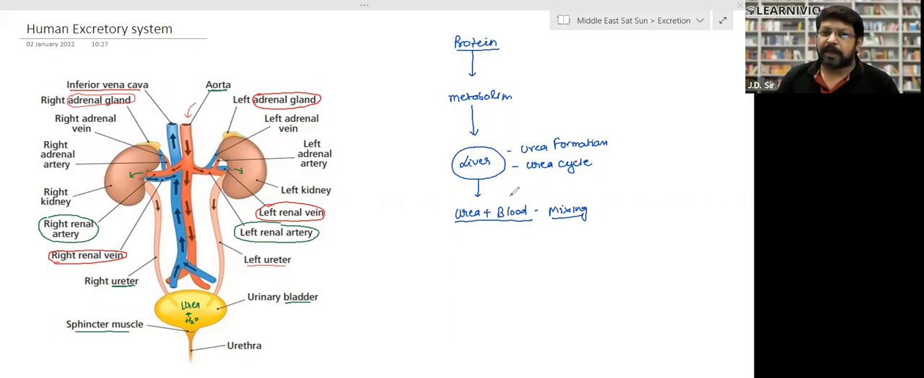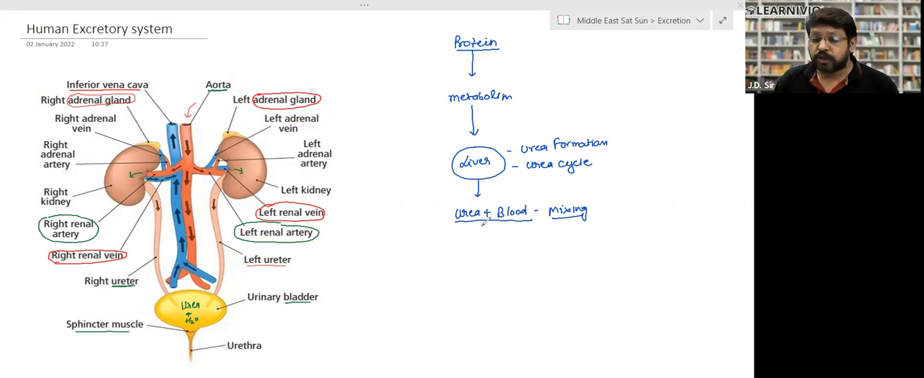So you must have heard that a person whose kidney failed, he died, right? If our kidney fails, we will die. Why? Because urea will mix with the blood, and urea is a very poisonous substance. It can destroy all of our organs. So there is a mechanism for removal of this urea from blood.